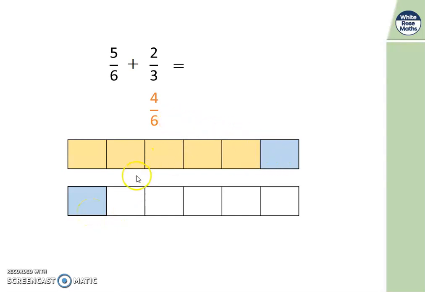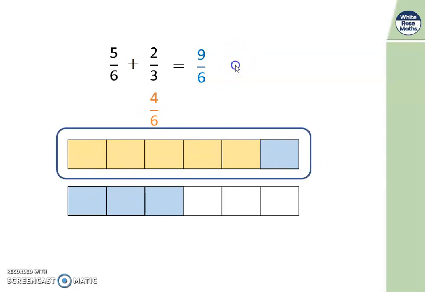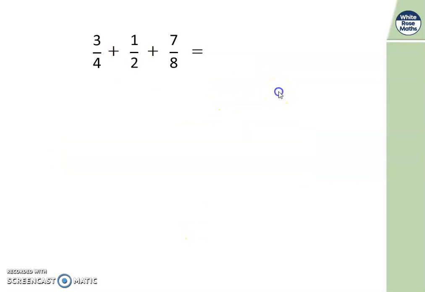So I've now added 1, 2, but I need to add 4 of them. 3, 4 of them. So now I can see that I have 6, 7, 8, 9. Now that makes sense because 5 add 4 is 9, 9/6. And you should be able to see that makes 1 whole bar and 3 more sixths. So we would write that as 1 whole one and 3/6. You might also have noticed that 3/6 is equivalent to half of the bar. So it's 1 whole bar and half a bar.